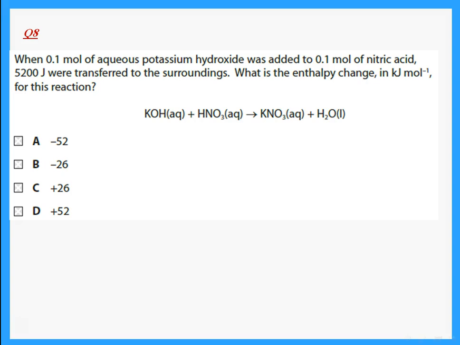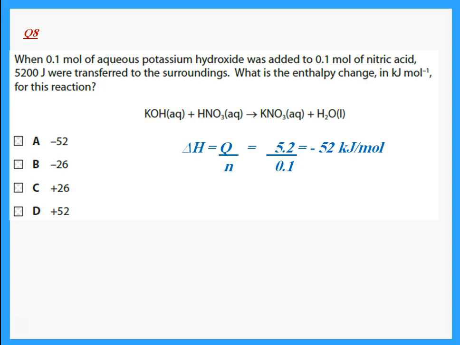This question says when 0.1 mole of aqueous potassium hydroxide was added to 0.1 mole of nitric acid, this amount of energy was transferred to the surroundings. What is the enthalpy change? So he gives me the Q and he's asking for the delta H. And I should know that delta H is Q over n. If we put it in kilojoules, then the answer comes out in kilojoules. He says 0.1 mole, so my number of moles is 0.1.